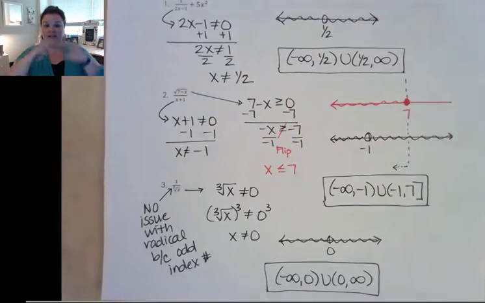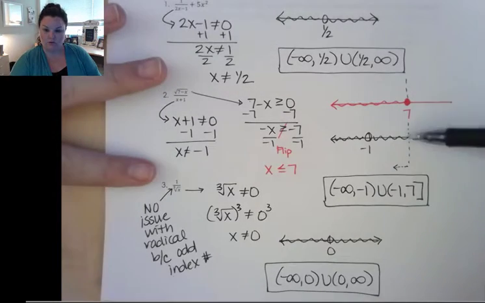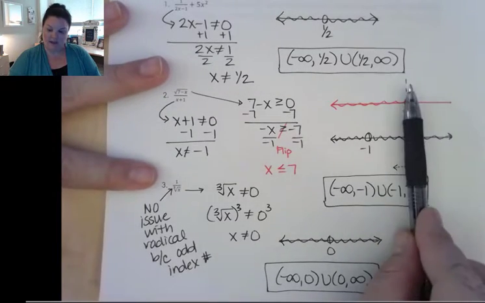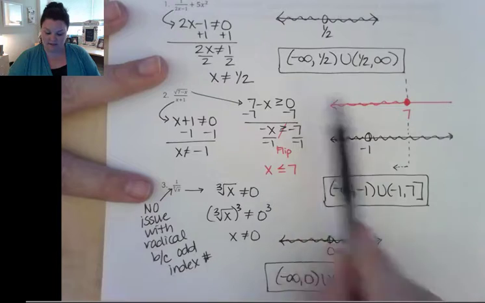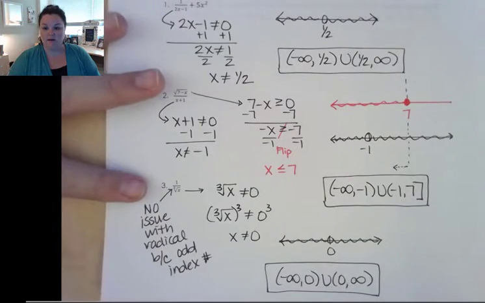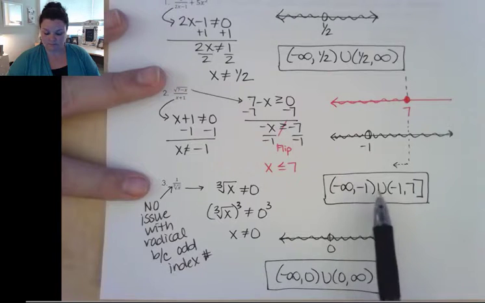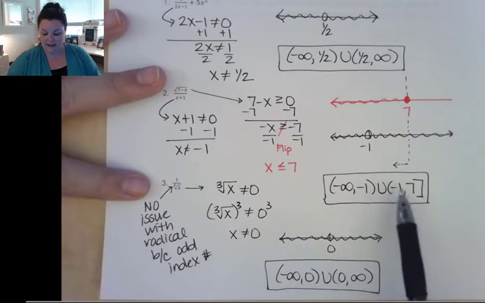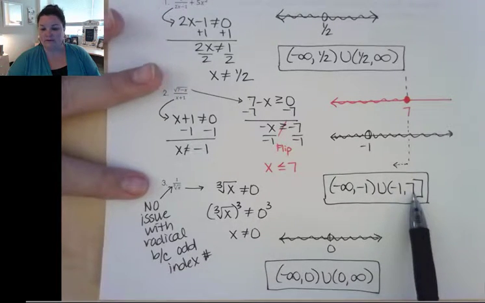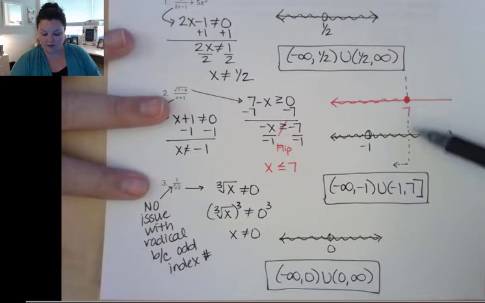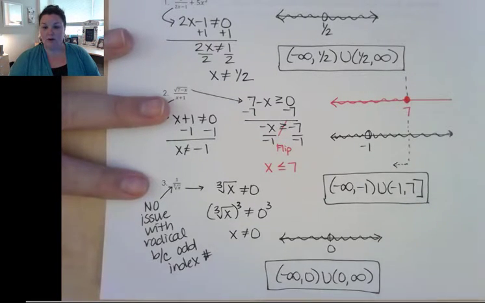So what works for the entire thing is the most restrictive combination of the two. Notice from 7, I can do anything less than 7 as long as I take out -1, which means I can go from -infinity up to -1, take it out with parentheses, and then anything from -1 over to 7. 7 is included, so I can use a bracket.